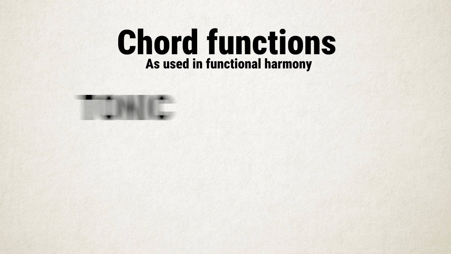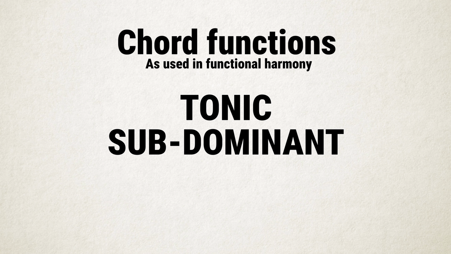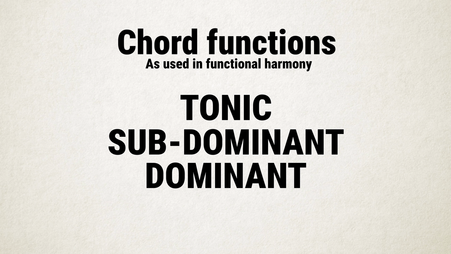Now next up are the chord functions, and these chord functions will help us to make a sensible chord progression that sounds nice and logical. So we can distinguish 3 chord functions. One is the tonic, one is the subdominant, or also known as predominant, and one is the real dominant. Now all chords in the major scale have one of these functions, as we will see soon.